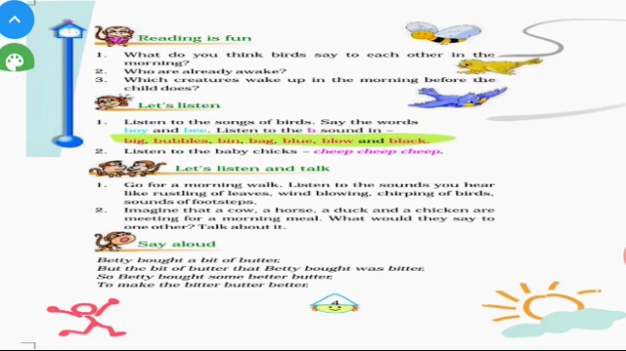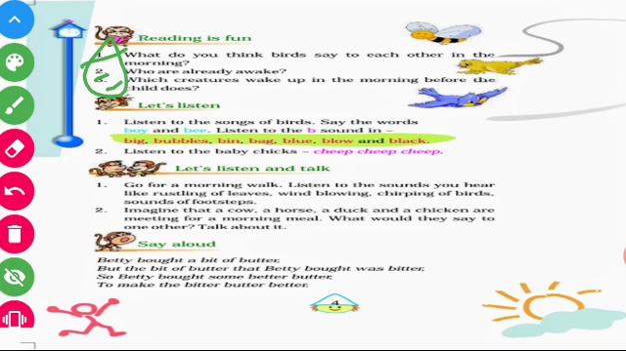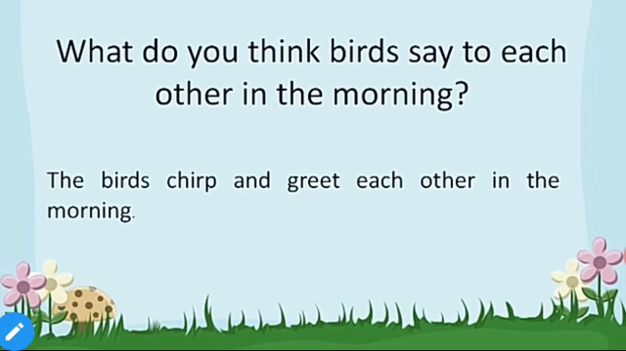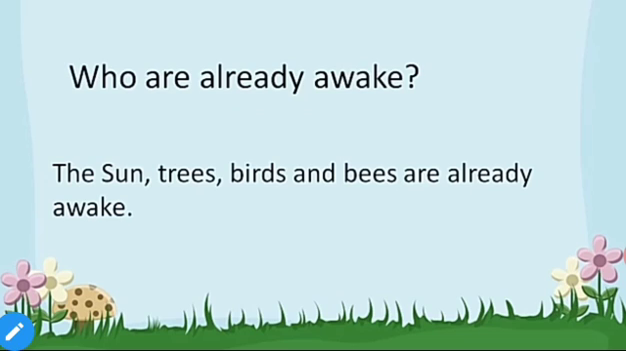Now we are going to deal with the first three questions and answers: 1, 2, 3. First one, what do you think birds say to each other in the morning? The birds cheep and greet each other in the morning. Second question, who are already awake? The sun, trees, birds and bees are already awake.